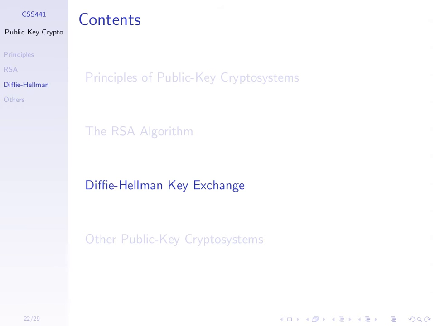We could use RSA. I generate the secret. I encrypt using B's public key. So that would work. This is a different way, and it's maybe a little bit simpler. Let's see how Diffie-Hellman key exchange works.